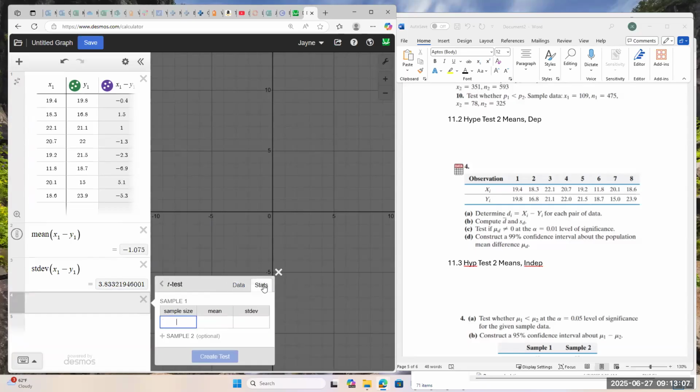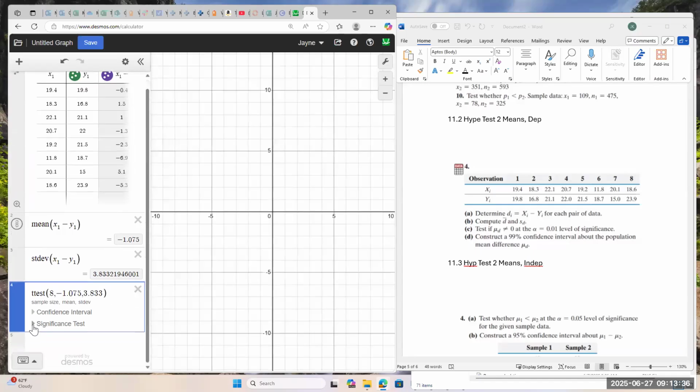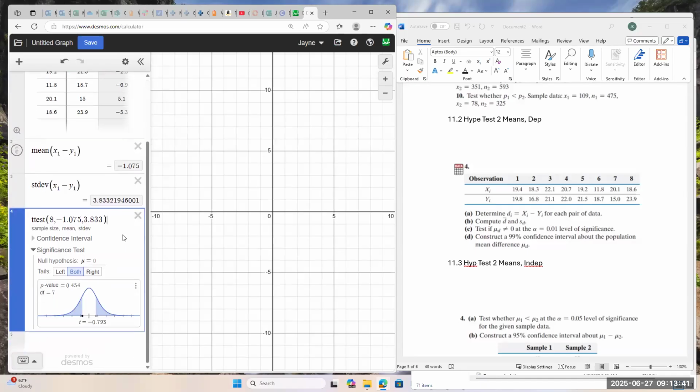So I'm going to click on stats here. And then my sample size is just the number of pairs that I had. 1, 2, 3, 4, 5, 6, 7, 8 is my sample size. The mean is what I calculated here, the mean of those paired differences, negative 1.075. And then the standard deviation of the paired differences, 3.833. Now I can create my test, and I want a hypothesis test, so I'm going to click there.